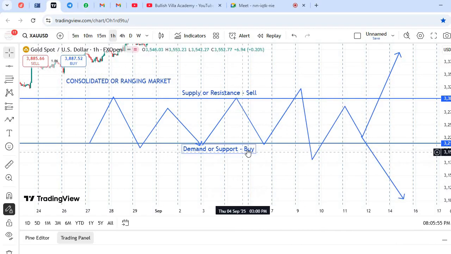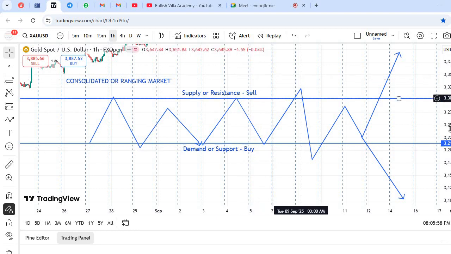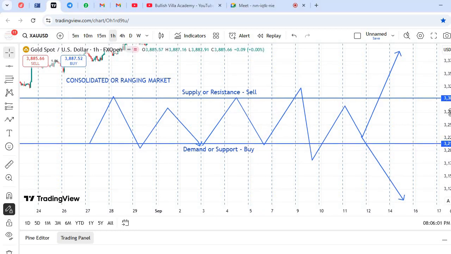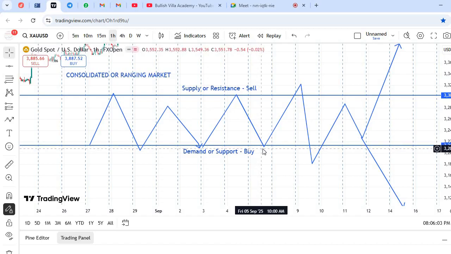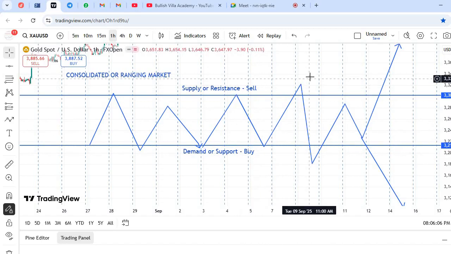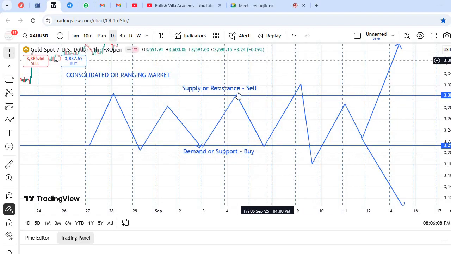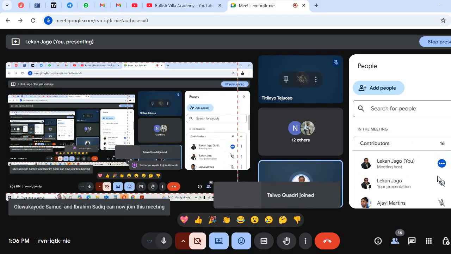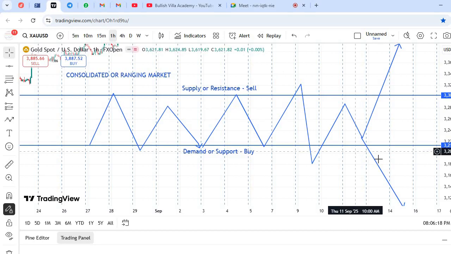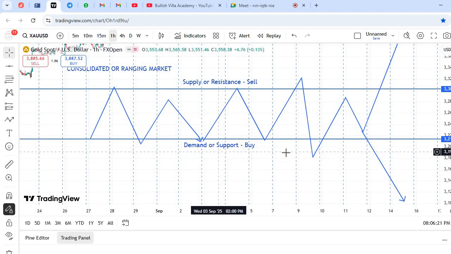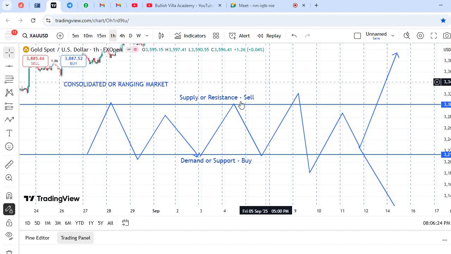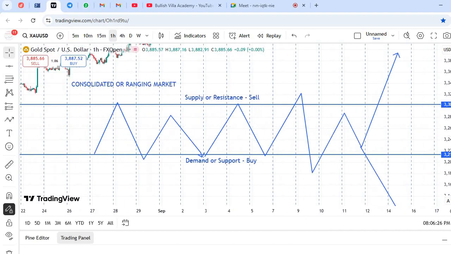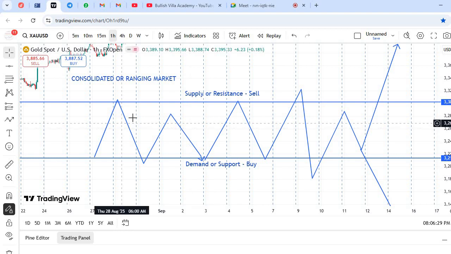At this demand level you want to buy, because whenever you are at the demand level and you are predicting that the price will go up, you want to buy. Whenever you are at the resistance level, you are predicting that the price will drop, so you want to sell. You don't have to cram it. Demand or support, you buy. Supply or resistance, you sell. Very simple.